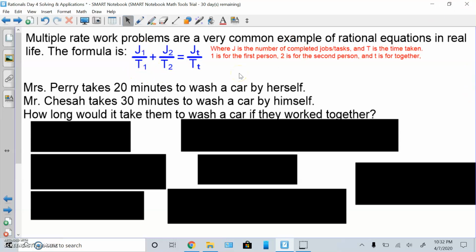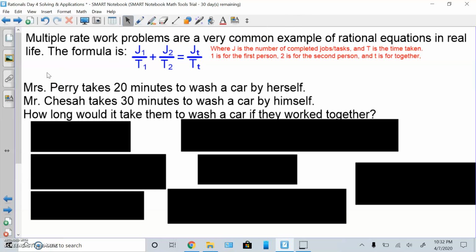So say one person paints 2 houses in 5 hours, because t is time. So it'd be 2 jobs over 5 hours. Sometimes this may be 1 house in 10 hours, so it'd be 1 on top and 10 on bottom. So sub 1 is the first person, sub 2 is the second person, and sub t is total together. If they're working together, it's a plus sign. If they're working against each other, sometimes it happens, it's a minus sign. And if it's more than 2 people, you just add another fraction, say plus j sub 3 over t sub 3. Let's do a problem. So Miss Perry takes 20 minutes to wash her car by herself.